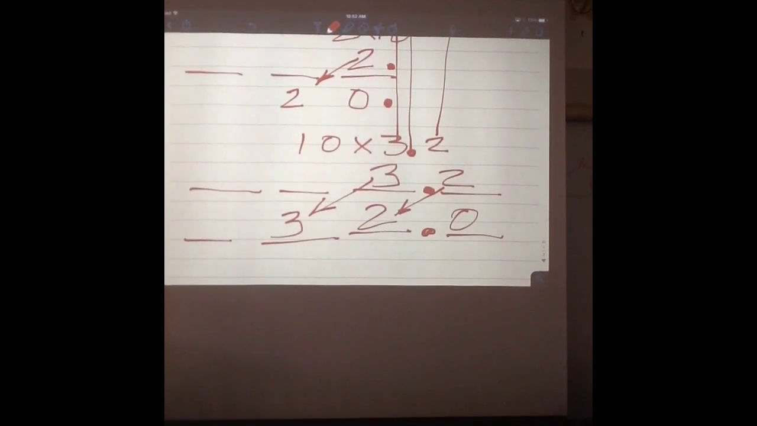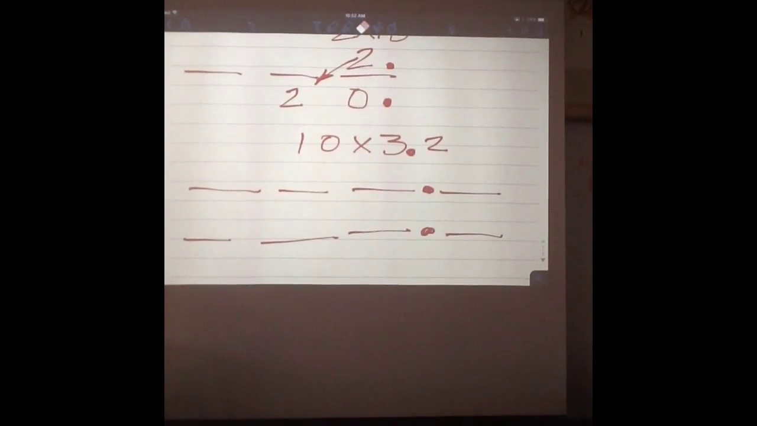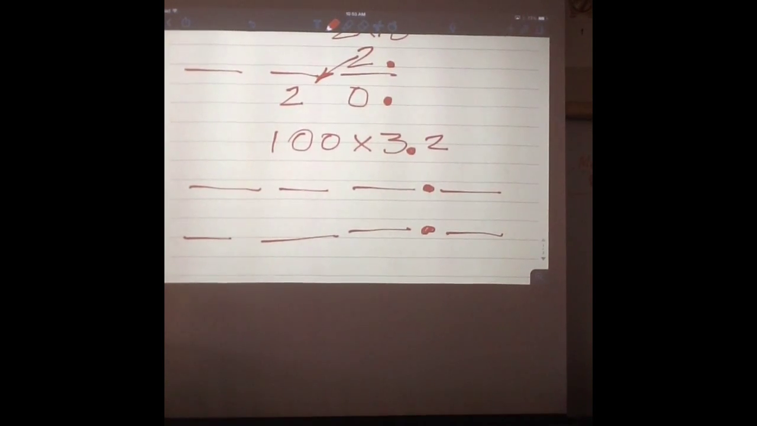Let me add to this. Are you ready? I'm going to just take it up one place. I'm going to make this 100. So we're going to put our 3 where? In the 1s. Go ahead. In the ones. And we're going to put our 2 behind the decimal, right? Because it's behind the decimal here, right? Yeah. Now what are we going to do?